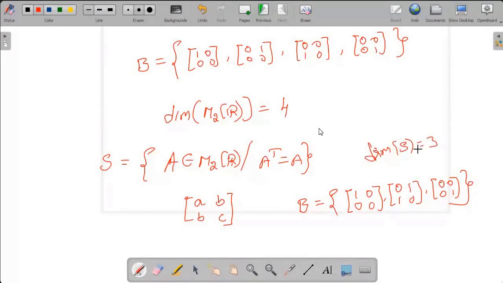Similarly, see what the dimension of 3 by 3 symmetric matrices will be. You can also write the standard basis set. Okay. Similarly, think about different vector spaces also. Okay. So with this, I'll stop. And let me know if you have any questions or doubts.